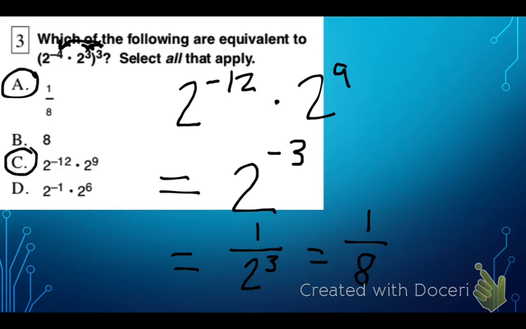And D is 2 to the negative 1 times 2 to the 6th, and when I add those together, I get 2 to the 5th power, so that would not be one of my answers. So my only correct answers would be A and C.